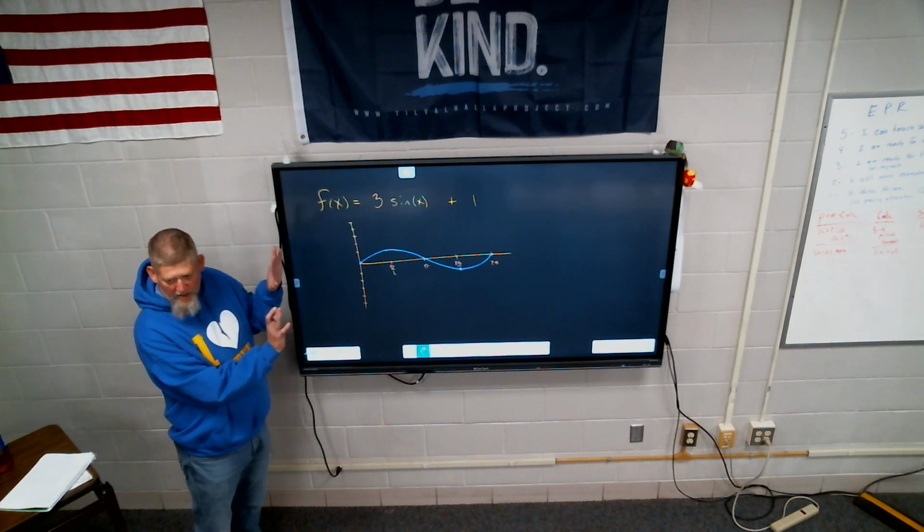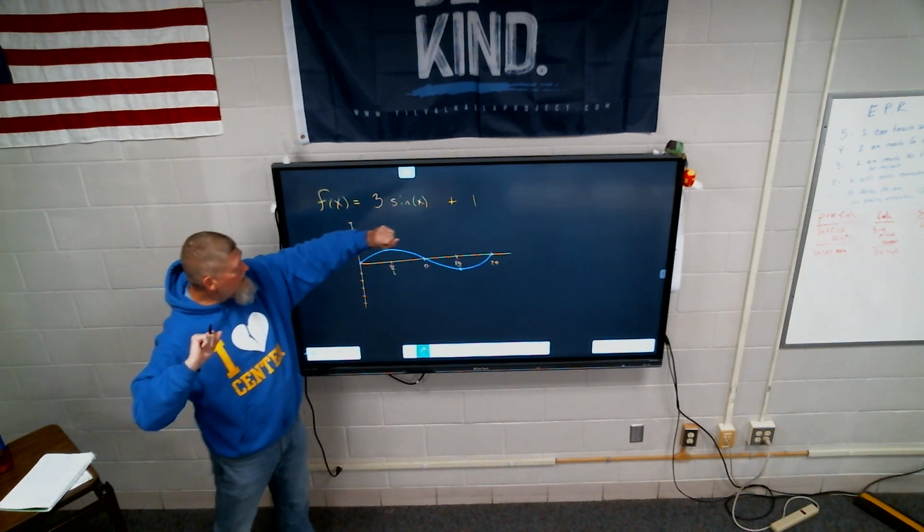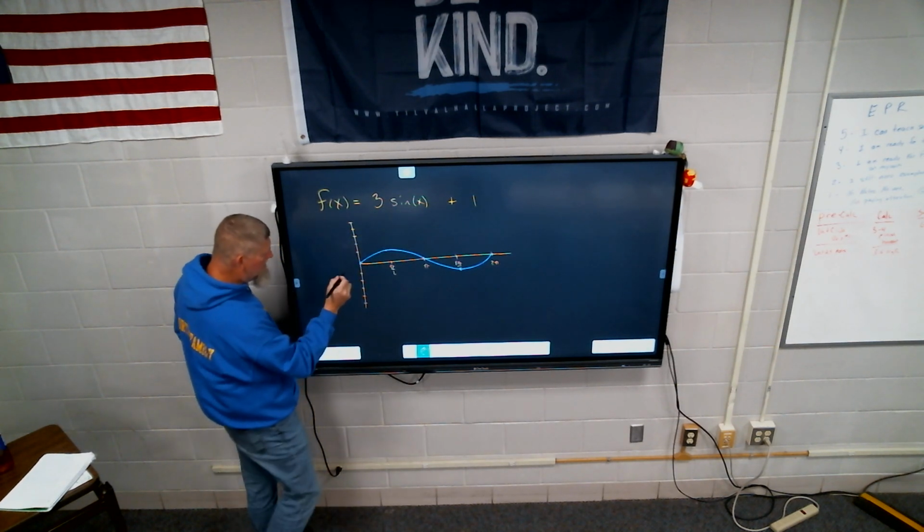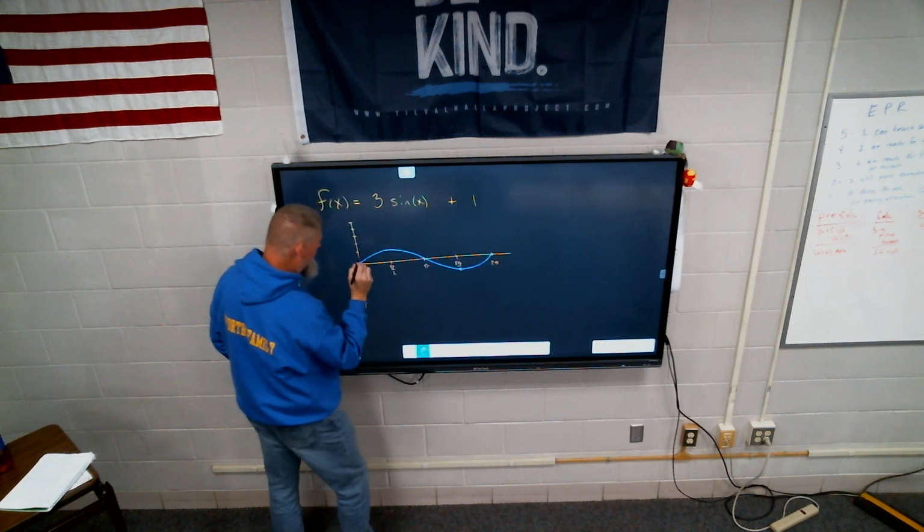Okay, so here's the parent function, right? So let's go back to this. What does this function tell me about the midline? It moves up 1. Moves up 1. So that means this x-axis is now going to be here.